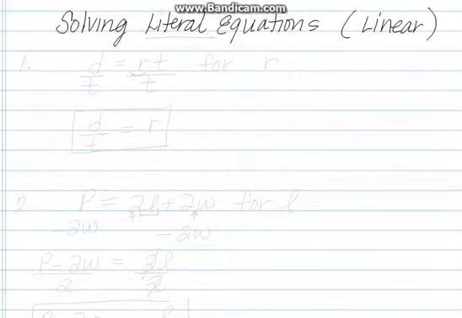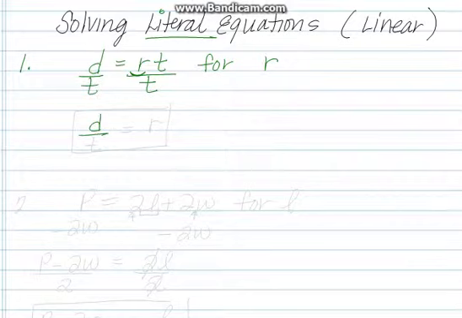Okay, we're going to look at solving literal equations. So first we have d equal to rt, and we want to try and solve this for r. That means we want to try and isolate this r. Right now r is being multiplied by t, so to undo that multiplication, we will divide both sides by t. So that gives us that d over t is equal to r. And we have solved for r.